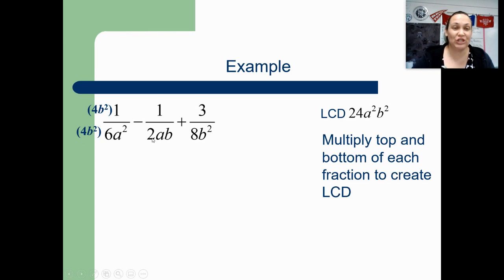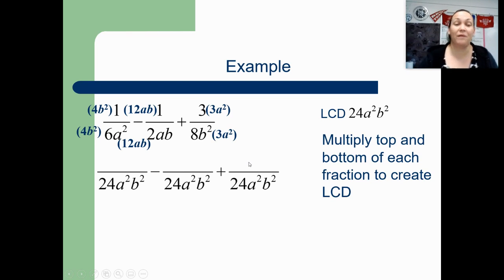For my middle fraction, 2 times 12 is 24. I have one letter A, but I need an A squared, so I will need to multiply by a letter A. And same thing with the B's. I have one B, but I want 2, so I'll need to multiply by a B. So I'm multiplying the middle fraction by 12AB. For the final fraction, 8 times 3 is 24. I'm completely missing the A squared, but I do already have the B squared, so 3A squared.